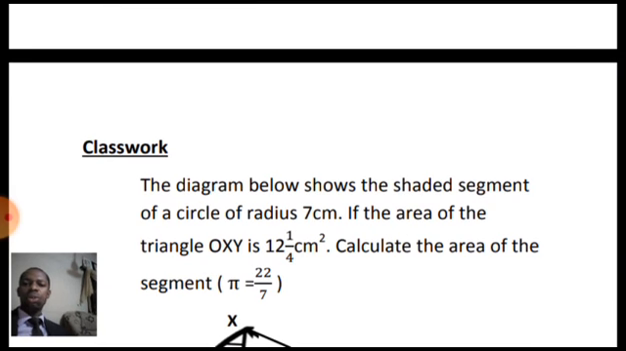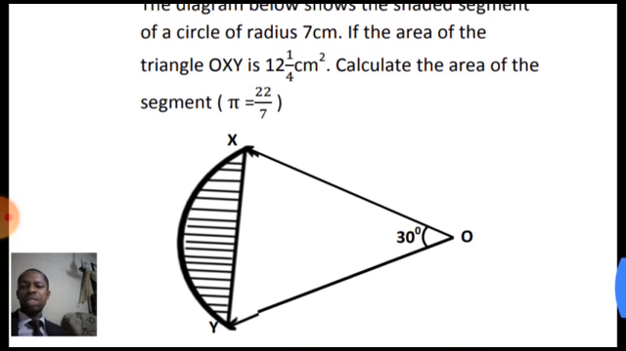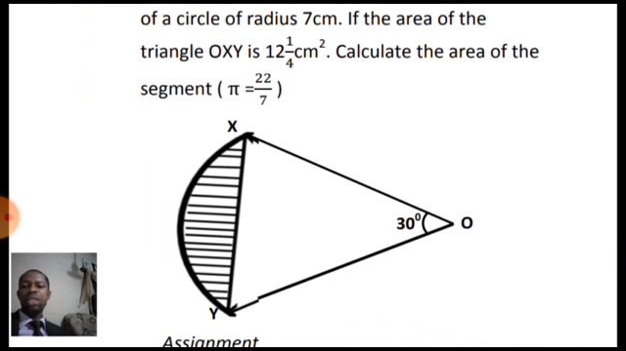So this is the classwork I'm giving you. The diagram below shows the shaded segment of a circle of radius 7 centimeters. If the area of the triangle OXY is 12 1/4 centimeters square, calculate the area of the segment. Pi is given as 22/7. So this is the classwork. Look at it very well.